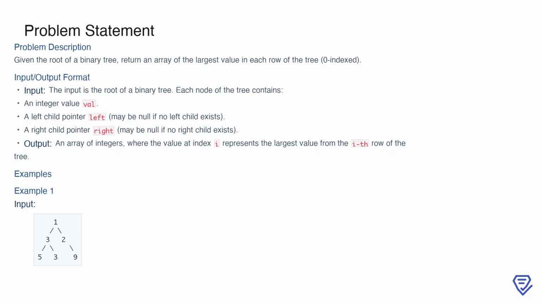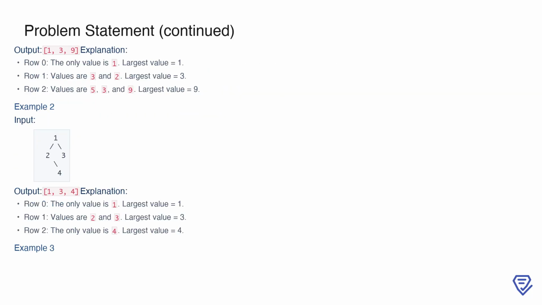For instance, consider a tree where the root node has a value of 1, with children 3 and 2. The left subtree of node 3 contains nodes 5 and 3, while the right subtree of node 2 contains a single node with value 9. The task is to traverse this tree row by row, identify the largest value in each row, and return the results in an array. For the given tree, the output array is 1, 3, 9.